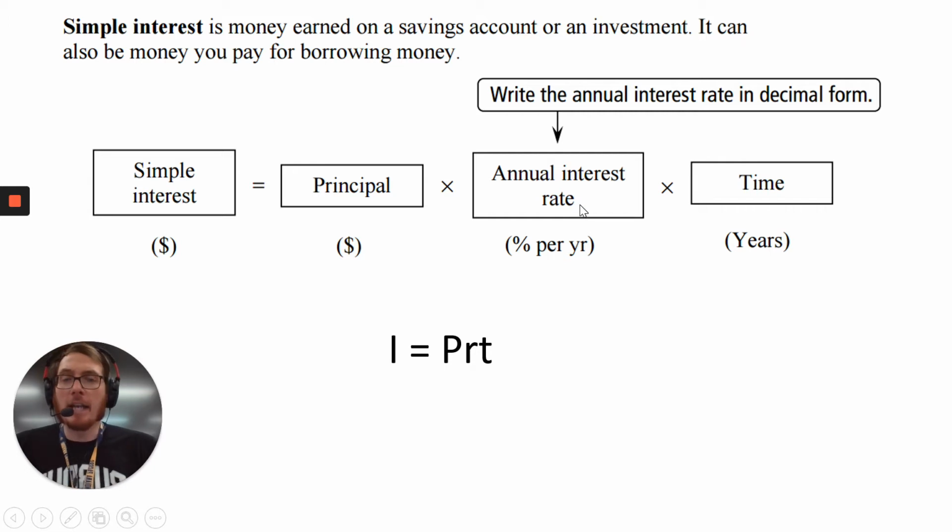R represents an annual interest rate, so annual means yearly. And then the annual interest rate has to be a decimal. So if it's 8%, you've got to make it 0.08. If it's 10.3%, 0.103. And then T is time, and time has to be in years. That's an important distinction because you may have questions that aren't in years as you're looking at these questions. So you want to make sure that T, the time, is in years.